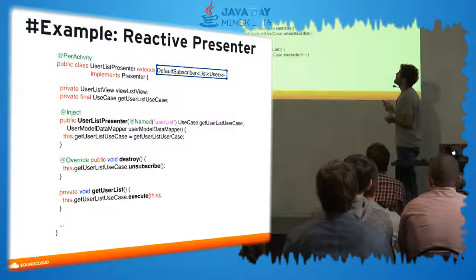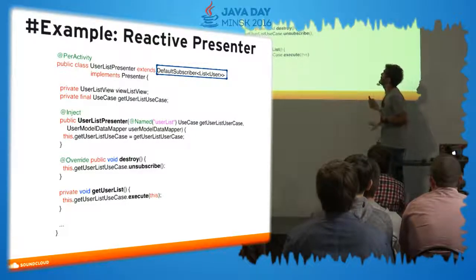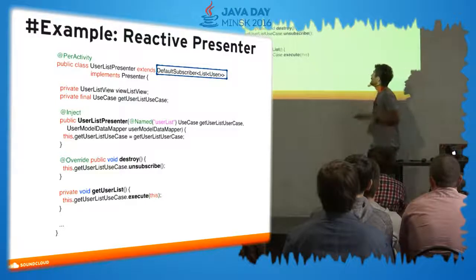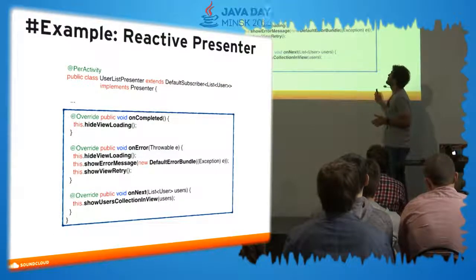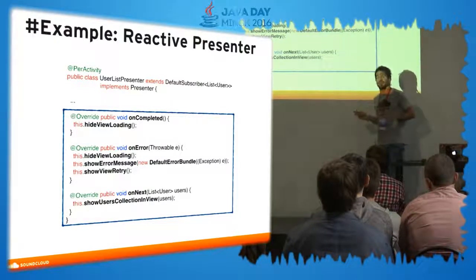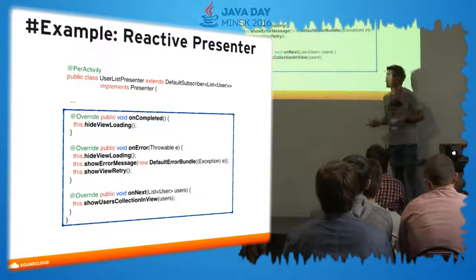Again, as I said, my presenter is going to be reactive. So what I'm basically doing is pretty simple. I'm just saying, all right, this is going to extend some kind of subscriber, just that, for now. Of course, I need to implement my three methods for an observer. Those are onComplete, onError, and onNext, as we have seen so far.